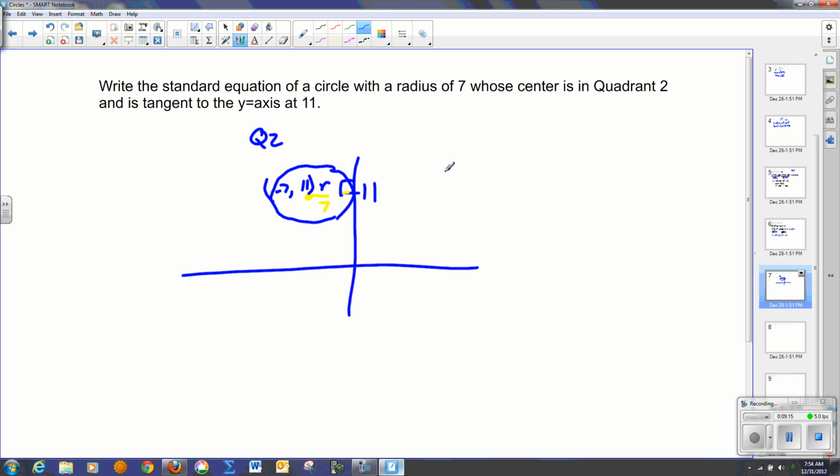And now I can write the equation of x plus 7 quantity squared plus y minus 11 quantity squared is equal to 49. And I'm done. So drawing the picture really assists us in writing that equation.